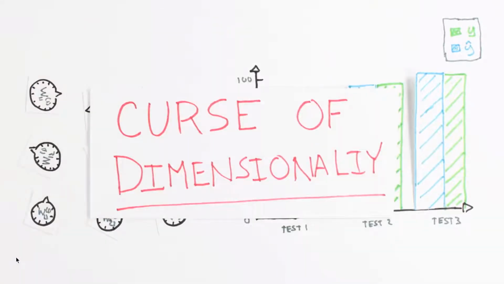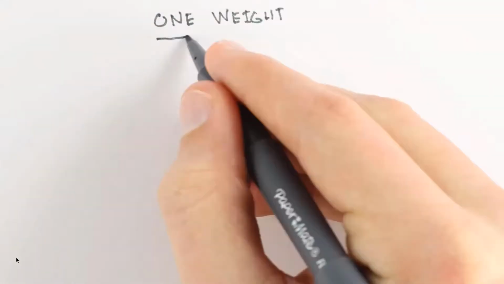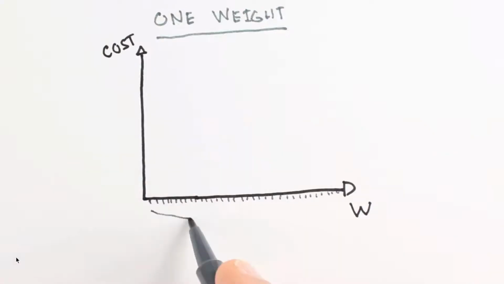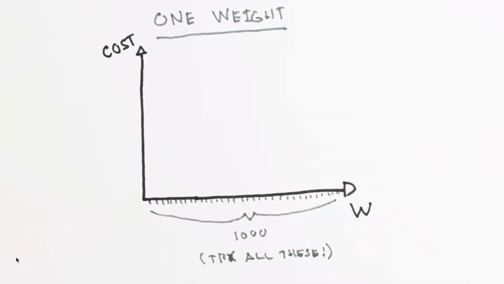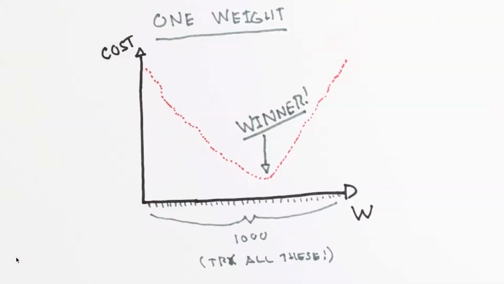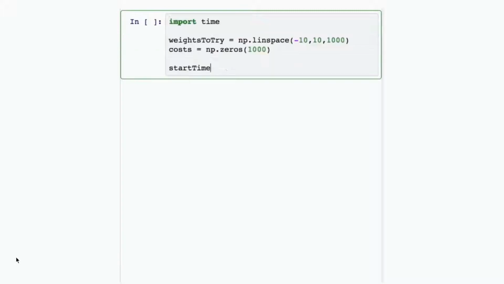Here's the problem. Let's pretend for a second that we only have one weight instead of 9. To find the ideal value for our weight that will minimize our cost, we need to try a bunch of values for w. Let's say we test 1,000 values. That doesn't seem so bad. After all, my computer is pretty fast.